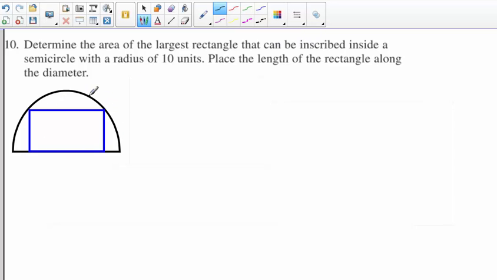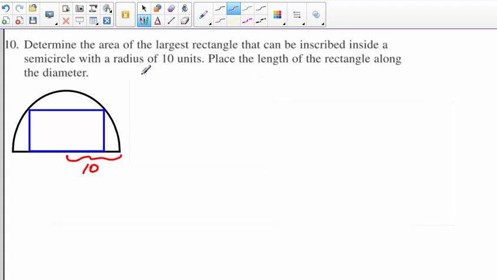So essentially it means we have this situation. The rectangle is being drawn inside of a semicircle. It tells me that the length of the rectangle should be placed along the diameter and that the radius of the semicircle is 10 units. So that is to say that this distance is 10 units.